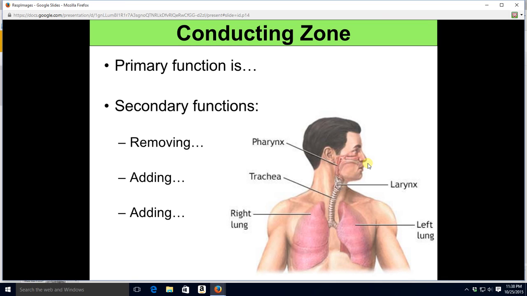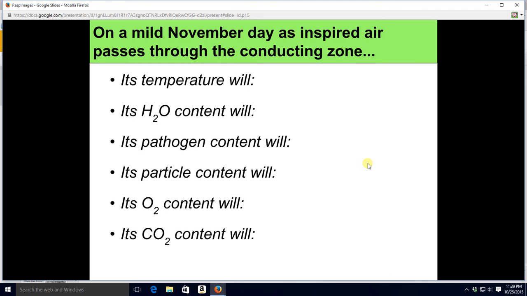So, conducting zone, main function, moving air. Secondary functions, modifying that air. Removing pathogens, particles, pollen. Adding heat and water. Question for you guys to do. Might have done it in class already, who knows?